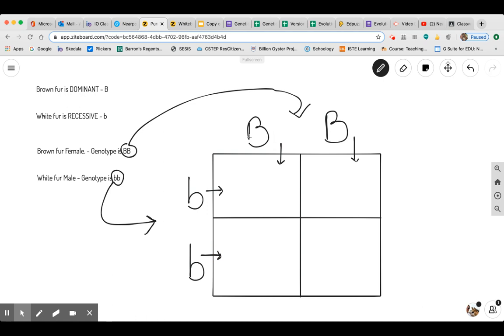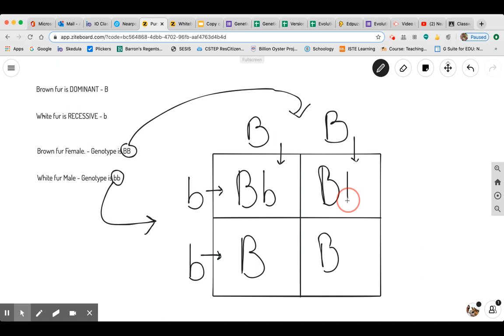So let's start with the uppercase B. Uppercase B goes down. Uppercase B, into this box, goes down. Uppercase B, down. Uppercase B fills in downward. Okay. Now we have the two lowercase b's. They're going to go across. Lowercase b goes across. This lowercase b goes across. This lowercase b fills in across. And this lowercase b goes across.